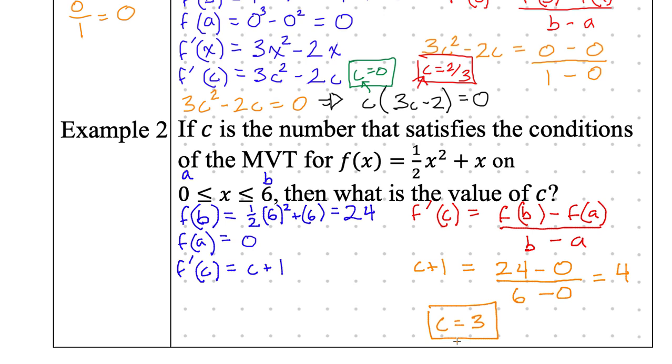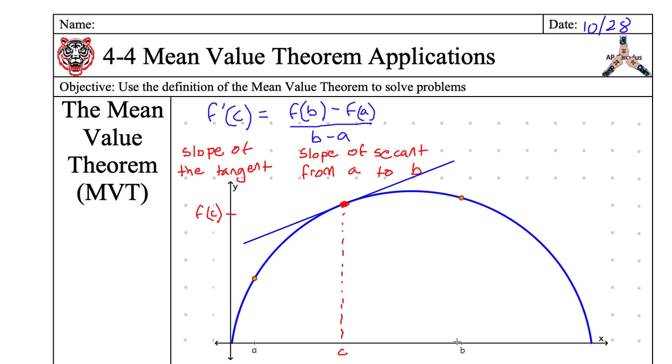Is that it? That's what you're going to be doing over and over today. Ask me questions. Then give me a fist of 5. How well do you think that you can do this objective of using the definition of the mean value theorem to solve problems?